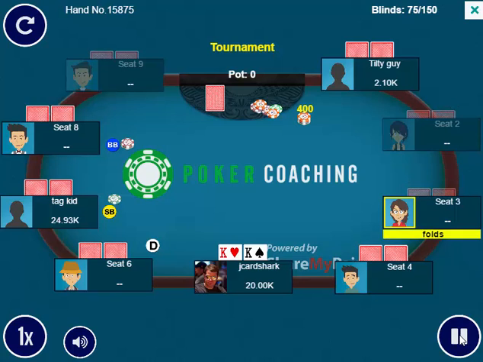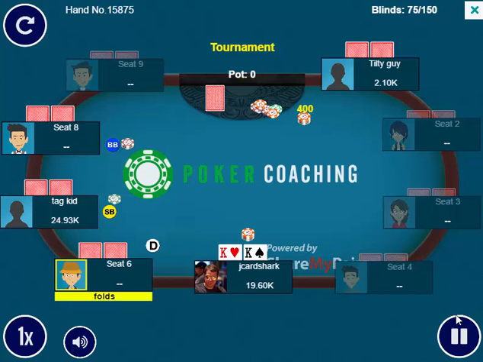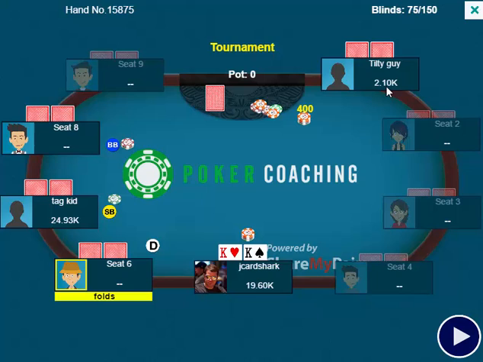So here we have an interesting hand from a $1,000 buy-in event. We have a tilty guy who only has 2,500 chips, and he raises from second position, and it folds around to me in the cutoff with pocket kings.